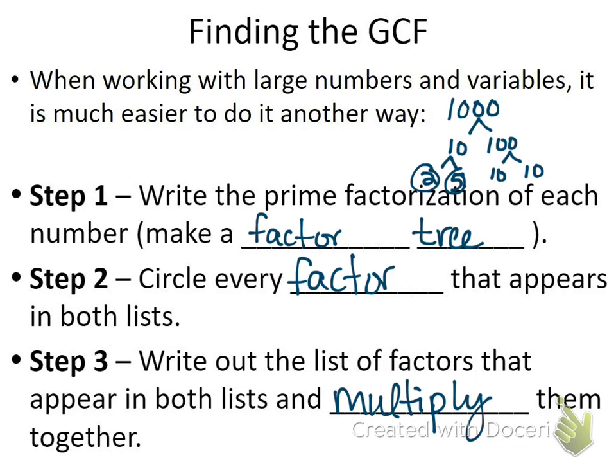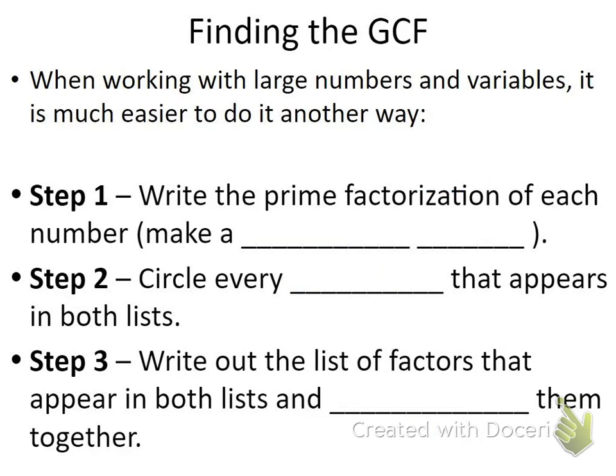So when we're working with larger numbers, it's easier to do factor trees, circle the common factors, and multiply the common factors that we have to get the GCF. Okay? And then multiply. We all have it? Okay, let's take a look.